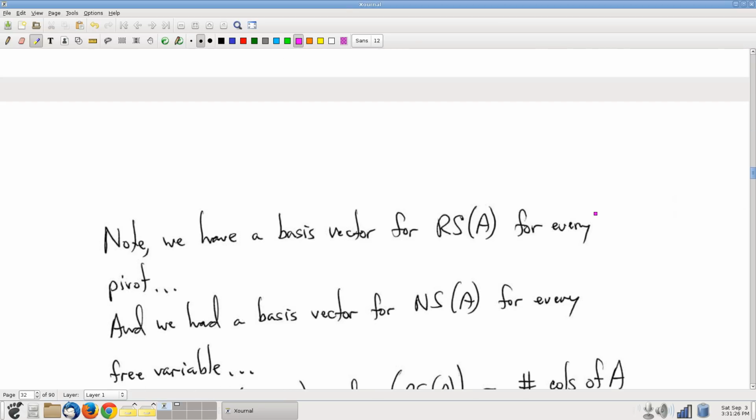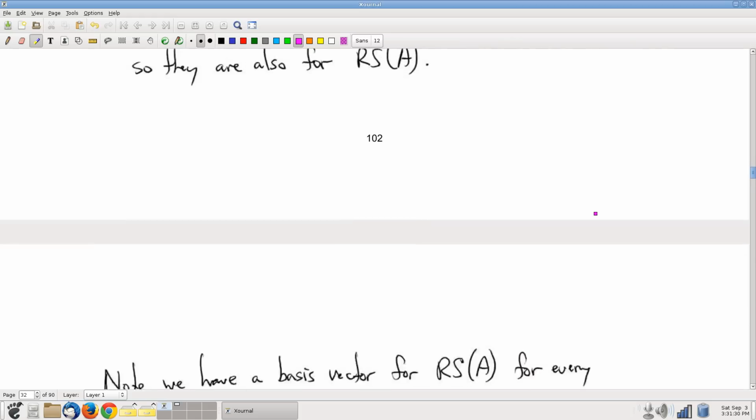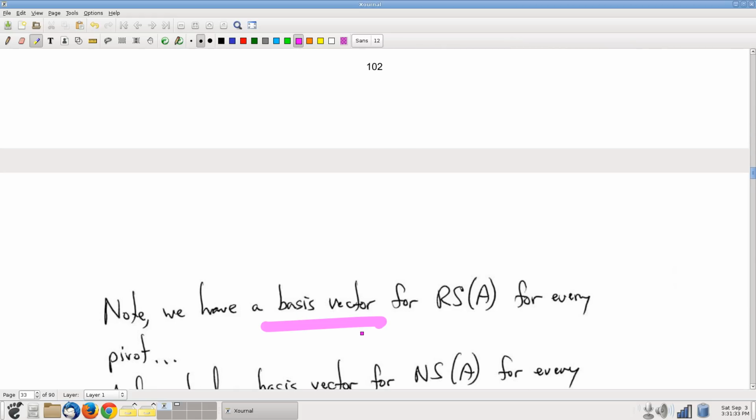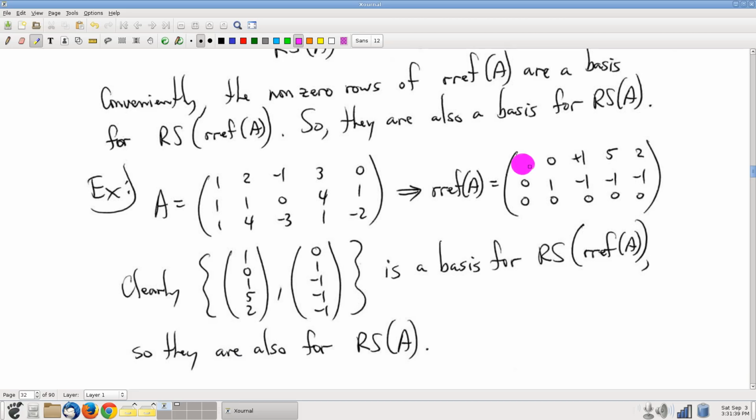So we can draw some conclusions about the dimension then of the row space. Come back up here. Well, we have the observation. We get a basis vector for the row space. We get one for every pivot. You can see that right here in our process. For each pivot, there is a corresponding non-zero row, or again, what you might want to call a pivot row. So you get one dimension for each pivot. Fine. So the dimension of the row space is the rank. It's the number of pivots.